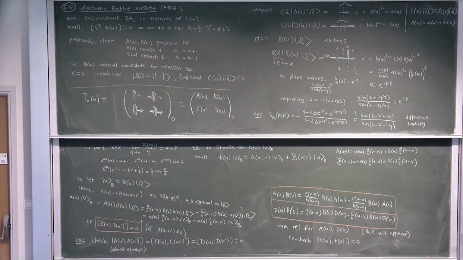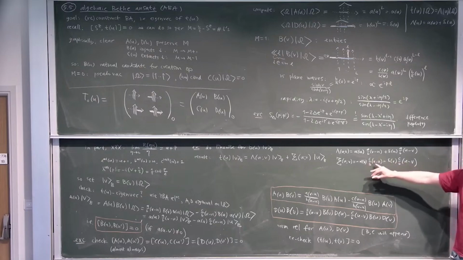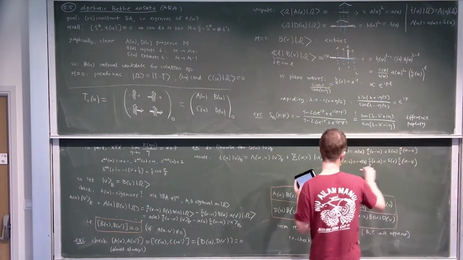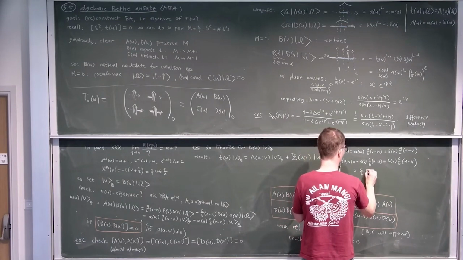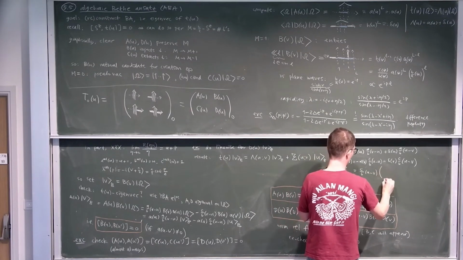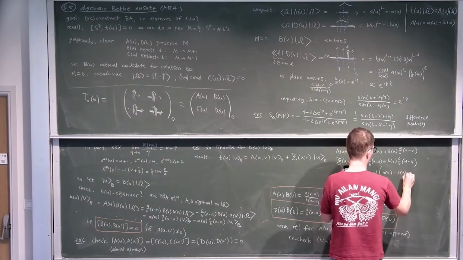Recall in our parameterization that C was a constant, so it's an even function if you wish, and B is an odd function, it's just a sinh. So what I can do is I can actually factor out this coefficient. I can write that this is C over B of U minus V, parentheses, alpha of V minus delta of V.